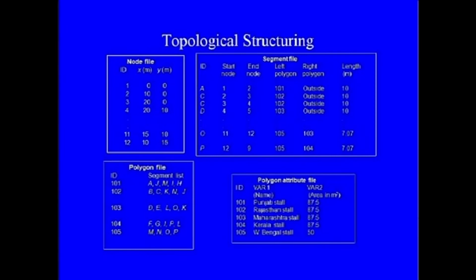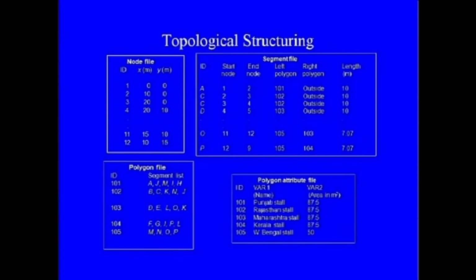Now, the next information which is important is its attribute. This attribute could be the name of the polygon, or the area of the polygon. These could be informations which may be required. It could be possible that the authorities who are organizing this fair may like to levy some charges as per the space occupied by each stall. So, the polygon attribute file will now have two variables. The first variable may be the name of the stall, the second variable may be the area under each stall.